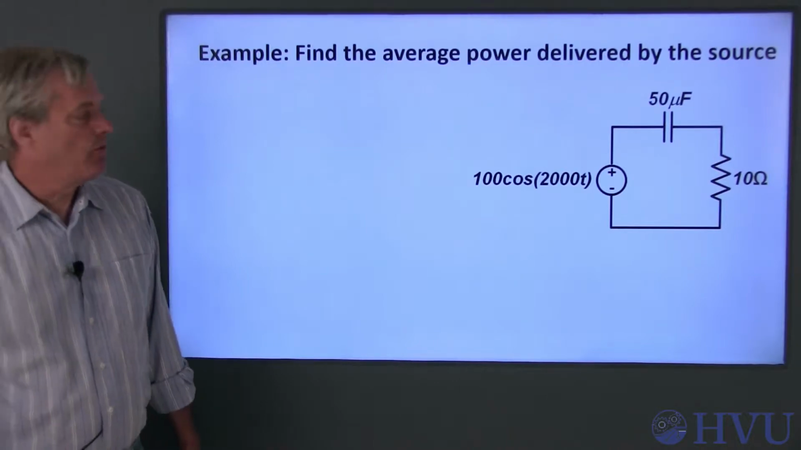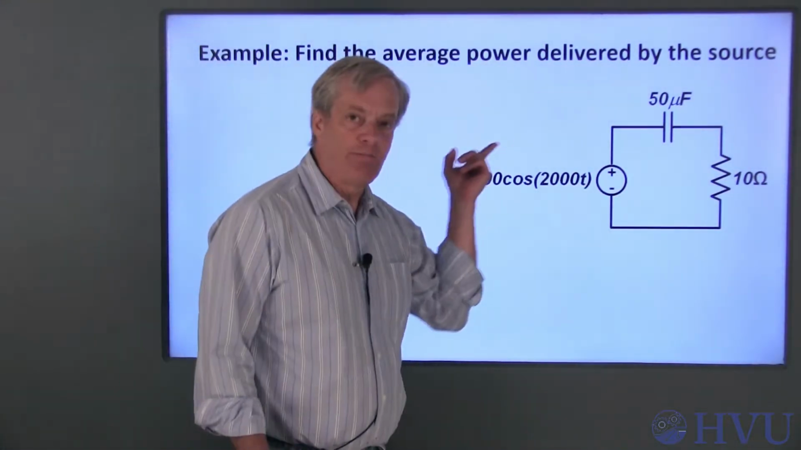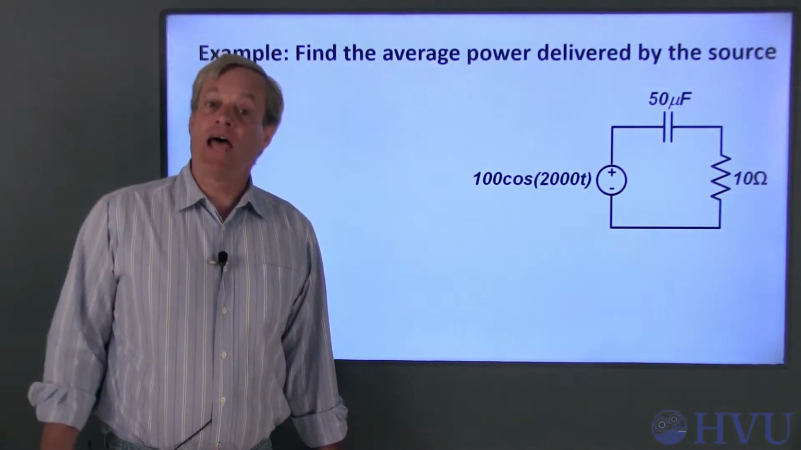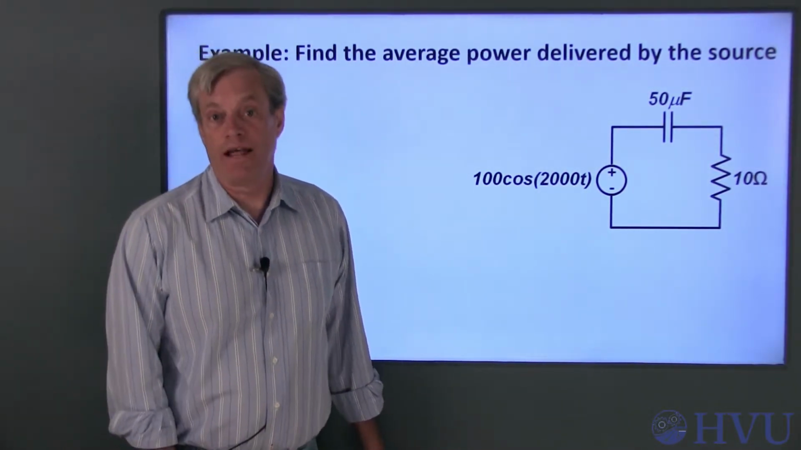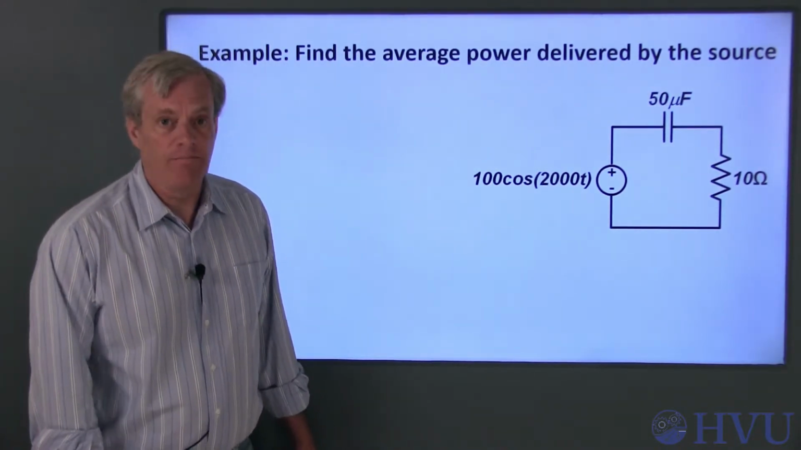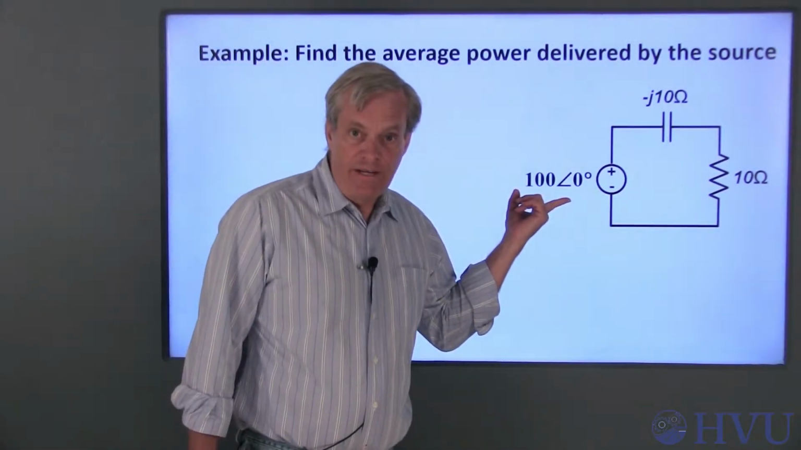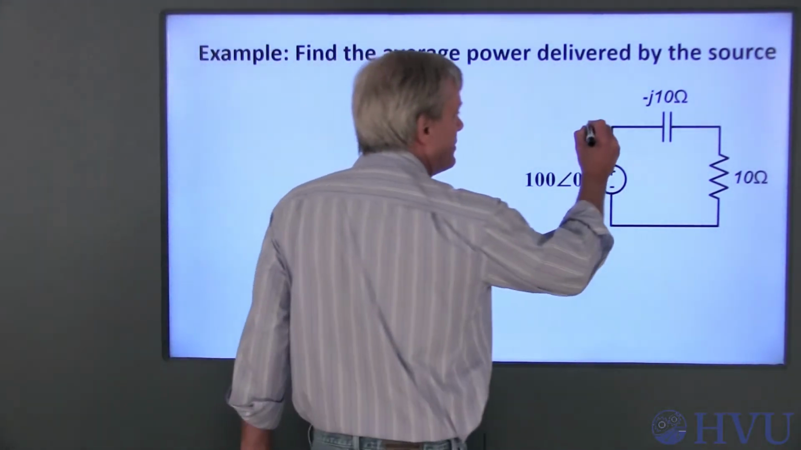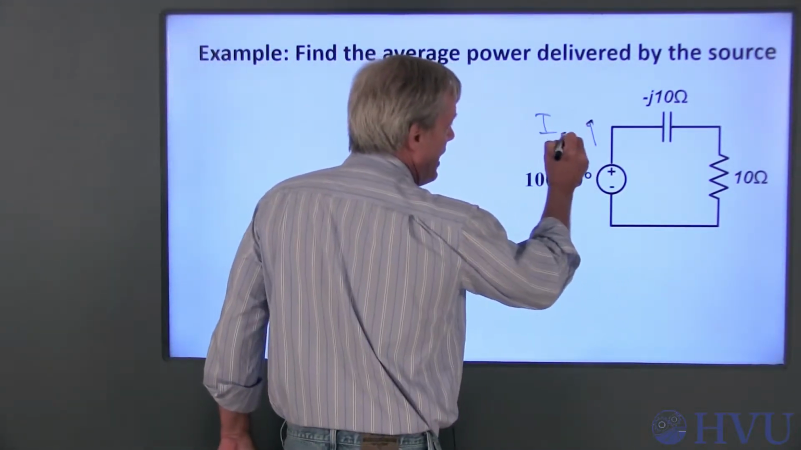In this example, we want to find the average power delivered by the source in this circuit. AC power analysis implies steady-state sinusoidal analysis. So the first thing I'll do is convert the circuit to the frequency domain. This is the frequency domain circuit. To get the power delivered by the source, I need to calculate the source current, I sub S.